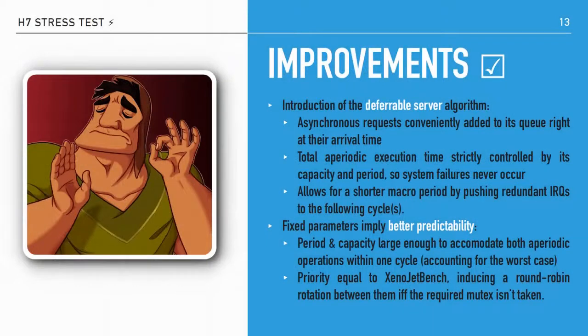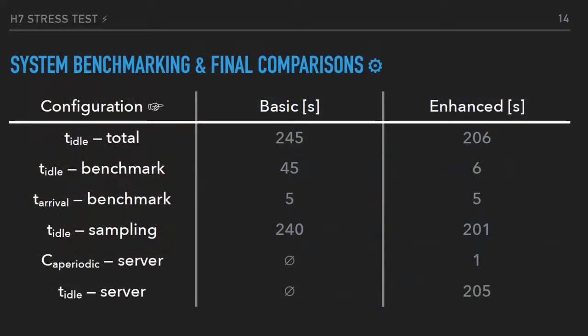Thanks to the deferrable server, the asynchronous tasks are handled in a known and predictable way, strictly controlling the execution time. This way, the interrupt routines are also quicker because they just need to push the task into a list. This results in an enhanced running time, which is 15% shorter than before.